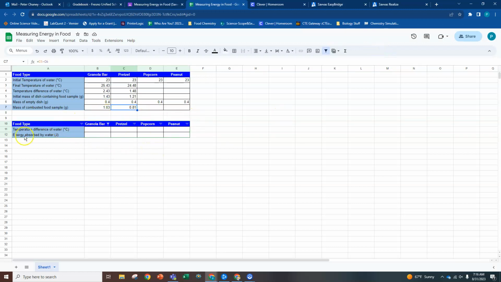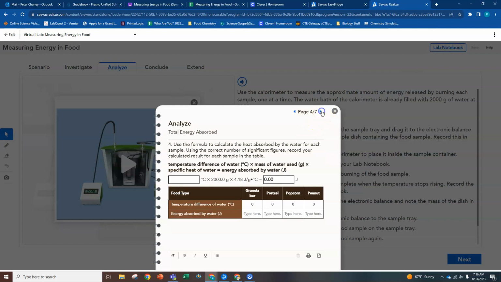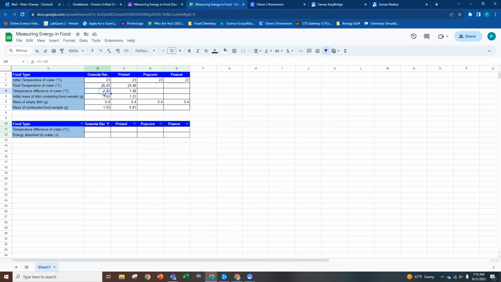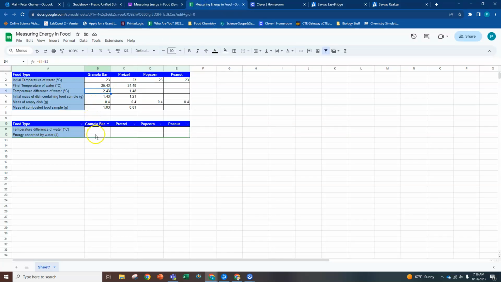Now this chart right here, I will show you, is in the lab notebook. So we'll go to 4 right here. It's going to calculate the joules. It needs the temperature difference of water, so I'm going to take that from the first sample, which was 2.43. Our joules are right here, so we can highlight, Control C to copy, come back to our Excel sheet, and paste right here. This is 2.43 right here. And that's it. That's how we do the lab.